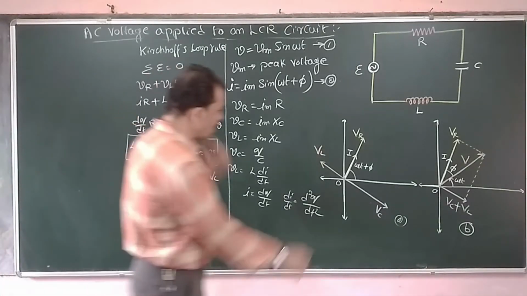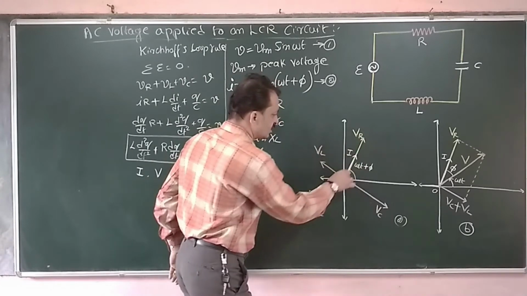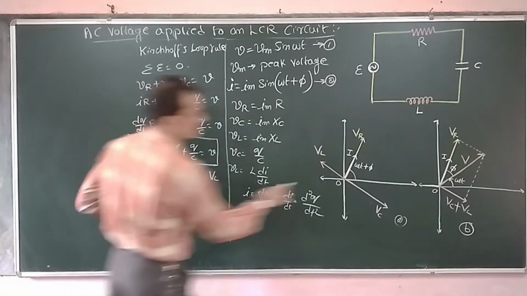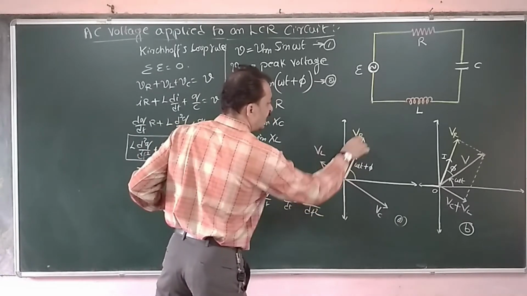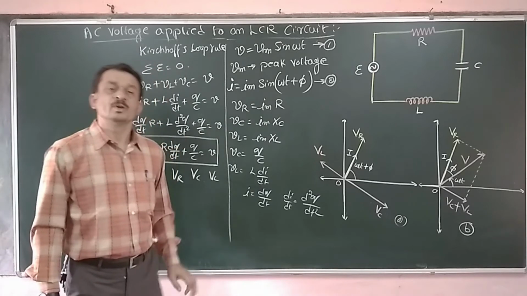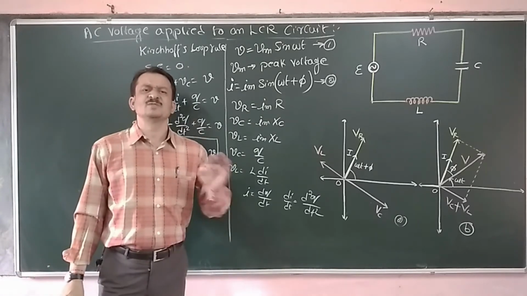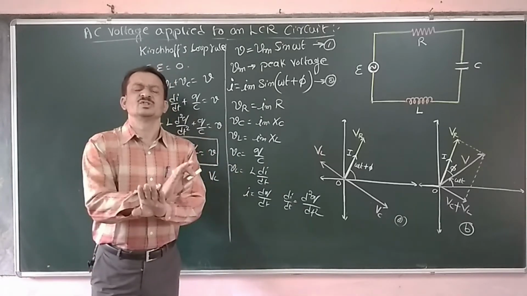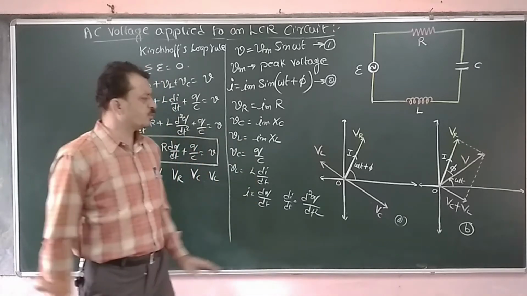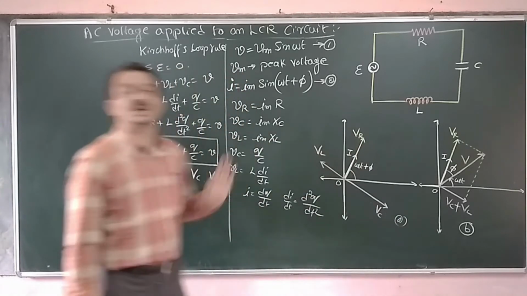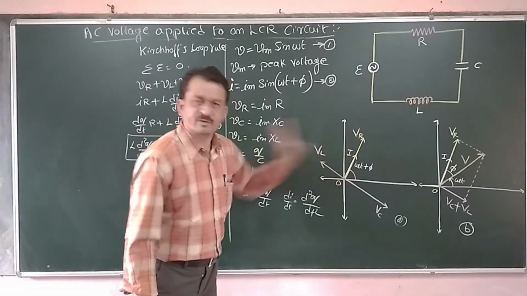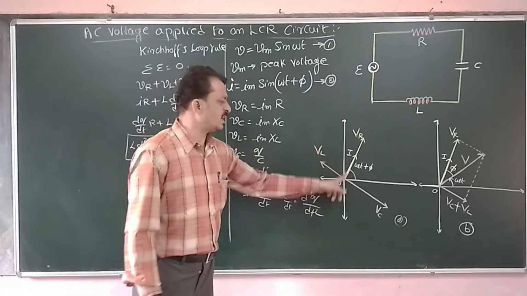Now this is how we are representing. This is the VR voltage phasor across the resistor, and the current I, both are written in the same line. Why? Whenever AC is flowing through a resistor, there is no phase difference between the current and the voltage. Therefore, they should be parallel to each other. So this is VR, and the current phasor I we are representing.